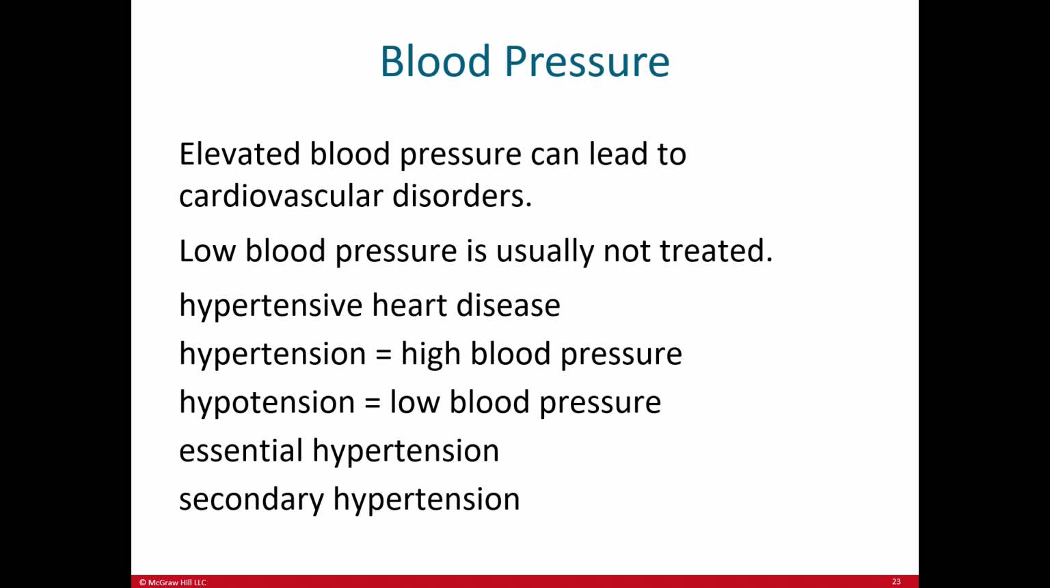Then there's also such a thing as essential hypertension and secondary hypertension. Secondary hypertension is in response to something else that's going on. So say you're in pain or something, your blood pressure will naturally be up, so that can increase that blood pressure. But that would be secondary because it's due to something else.